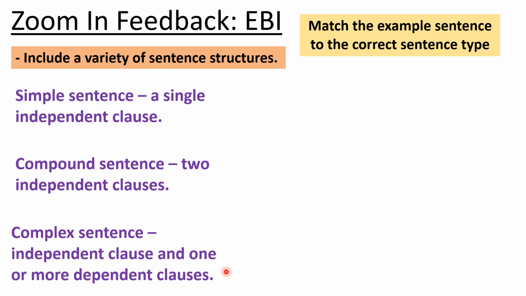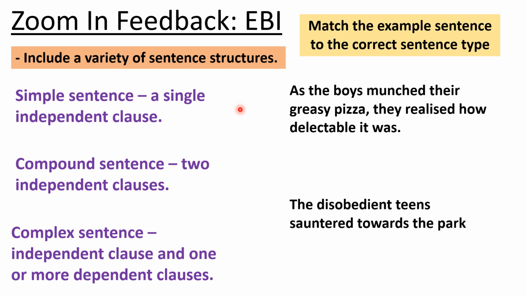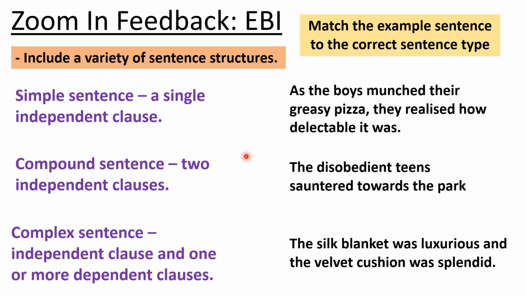On the screen now, I'm going to show you some example sentences. As the boy munched their greasy pizza, they realised how delectable it was, which means tasty. The disobedient teen sauntered towards the park. The silk blanket was luxurious and the velvet cushion was splendid. Your task is to match these example sentences to the correct sentence type. So what you need to do is you need to copy down the 3 sentence types, and I'd also recommend you copy down the definition so you always have a reminder. And then next to them or underneath them, you want to match the sentences to the correct sentence type. Pause the video and complete that task now, please.